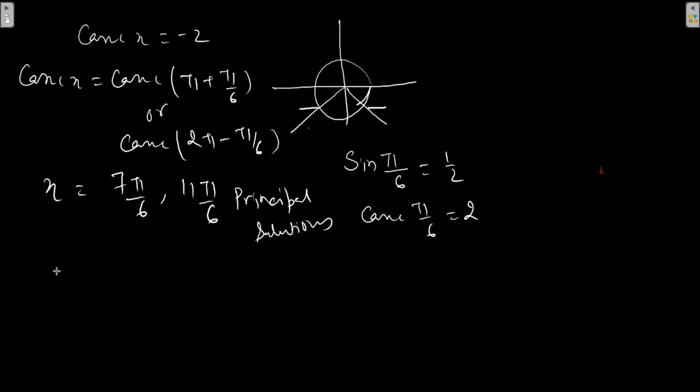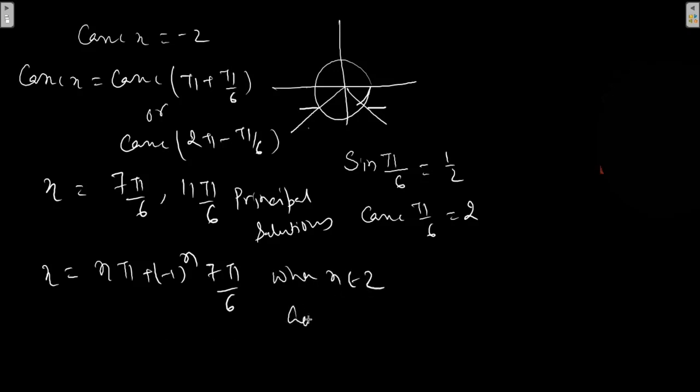Given my principal solution, I can find the general solution because cosec will follow sine. So here as well it will be n pi plus minus 1 to the power n, sine pi by 6, where n is an element of Z. So this is going to be my general solution.